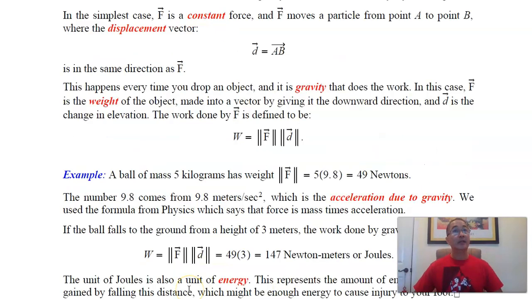All right, so let's start with the simplest possible case. You have a constant force F, and F moves a particle from point A to point B, and the displacement vector from point A to point B, which we call D for displacement, is in the same direction as the force F, okay? So the easiest way to understand that is to drop an object.